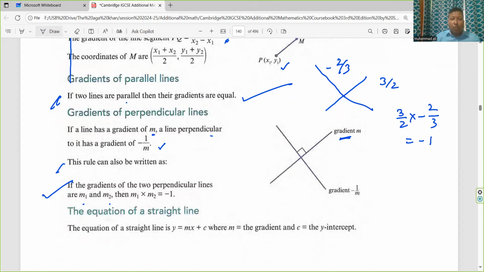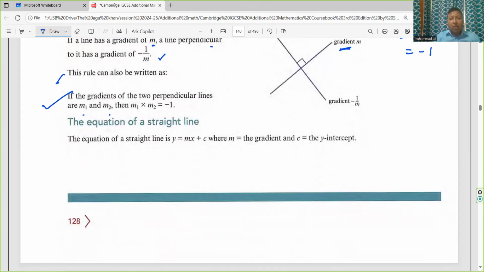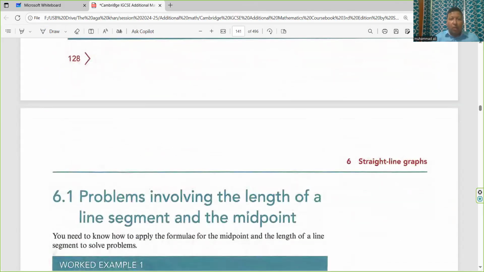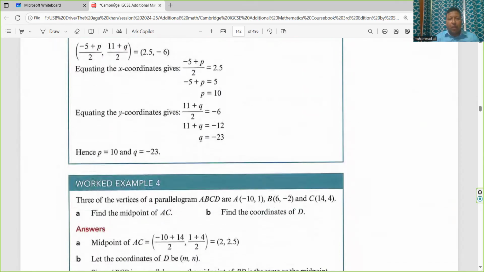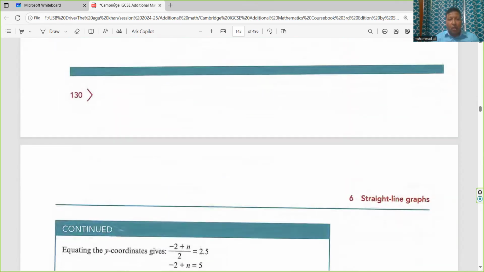And another formula, the equation of a straight line. The equation of a straight line is y equals mx plus c. Here m is the gradient and c is the y-intercept. Now, using these formulas, we have to solve some questions from exercise 6.1.